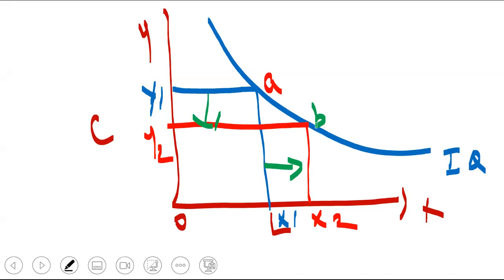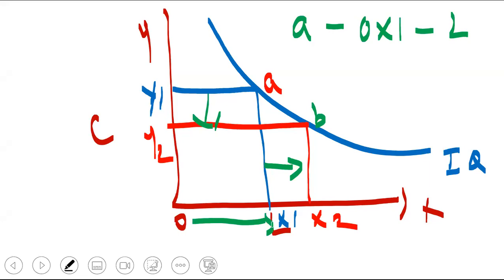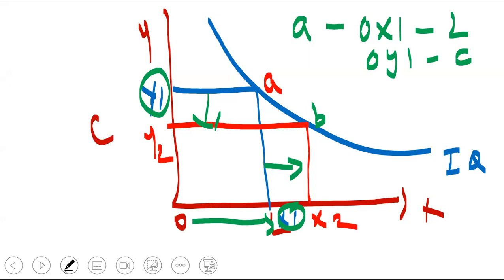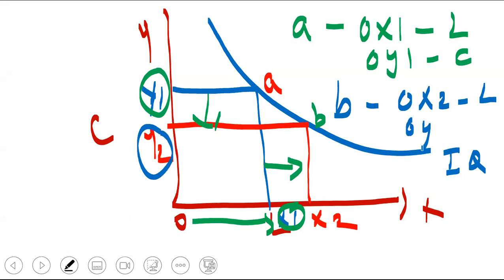यस चिल्ड्रन, अब देखो पॉइंट ए में क्या होता है, OX1 of labor. इधर देखो एक्स एक्सिस में देखो, OX1 of labor एंड OY1 of capital. X1 Y1 नहीं लिख सकता है, O डालना पड़ेगा, O इज द ओरिजिन. देन पॉइंट बी में क्या होता है, OX2 of labor एंड OY2 of capital.